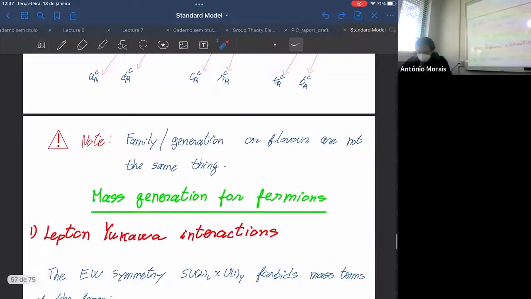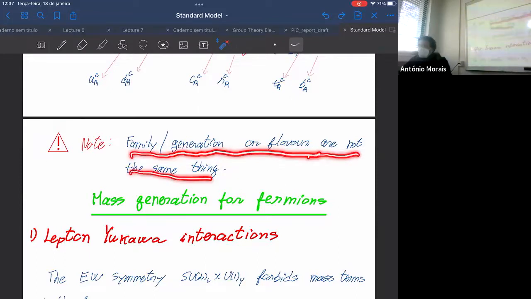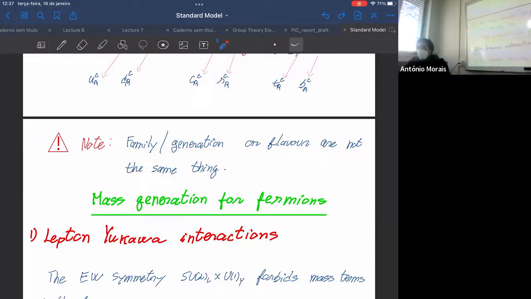But that's okay. I have a note here: family, generation, or flavor are not the same thing. Exactly, so do not confuse them. Sometimes they coincide. If you are in a completely diagonal flavor basis, generation and flavor coincide. In the standard model, in fact, they almost coincide. Almost, since in the quark sector it's not the same. But typically, if you're talking about family or flavor, it's not exactly the same thing.